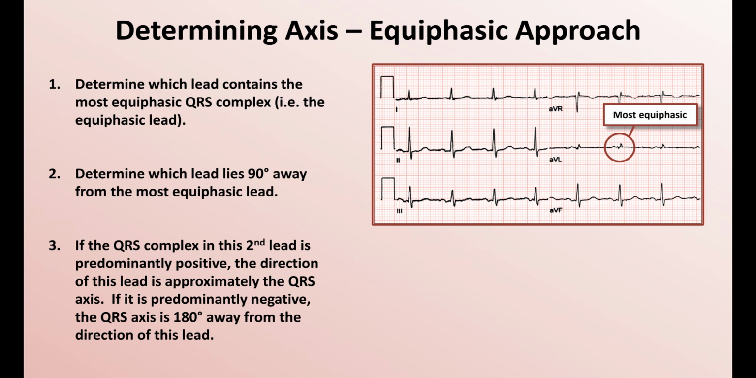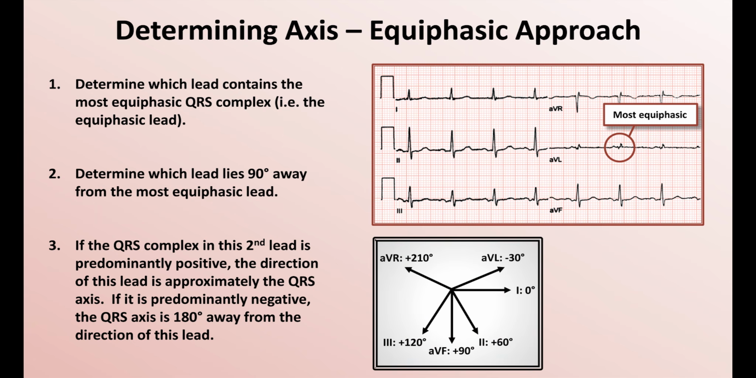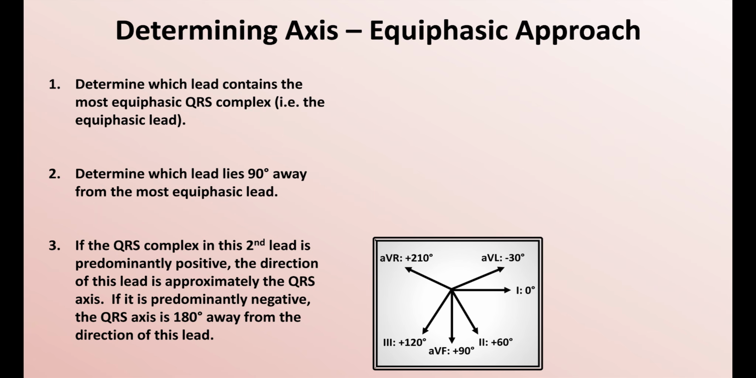For step 2, we must refer to our hexaxial reference system for our 6 limb leads. By definition, AVL is at negative 30 degrees. 90 degrees clockwise is lead 2 at positive 60. For step 3, we look at the QRS complex in this lead and determine if it is predominantly positive or negative. It is predominantly positive, so therefore our QRS axis is also approximately positive 60 degrees. I'll go through 2 more examples of this approach.